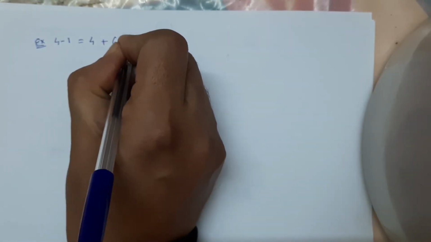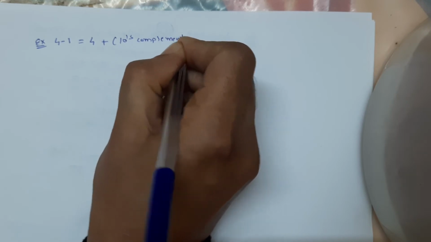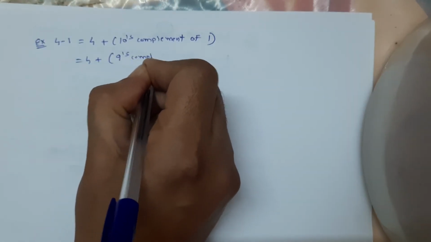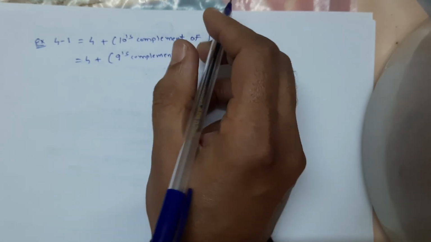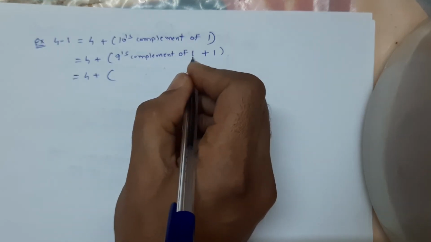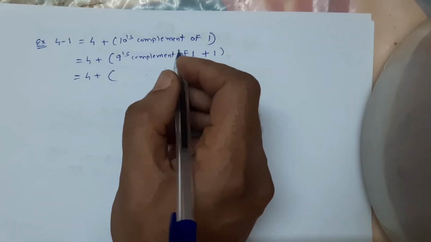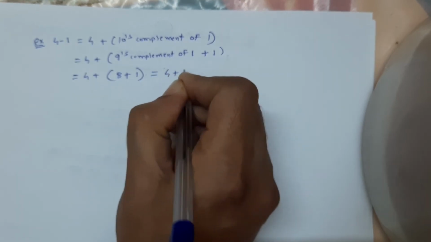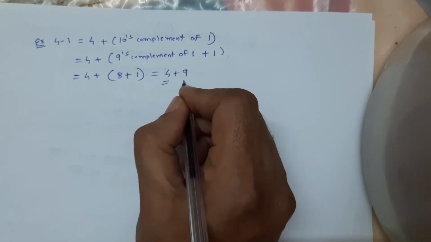Same way, we will discuss the second example. Second example is 4 minus 1. That is equal to 4 plus 10's complement of 1. That is equal to 4 plus 9's complement of 1 plus 1. That is equal to 4 plus 9's complement of 1. That is equal to 8. 9 minus 1, that is equal to 8. Plus this one, this is equal to 4 plus 9.